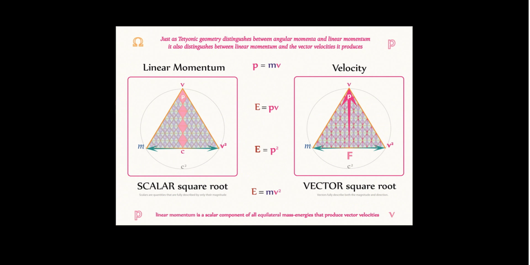Omega is very different to linear momentum. Linear momentum, again, is the square root of mv, or mv divided by c in the case of quantum mechanics, in the case of relativity. And that linear force, the linear momentum that creates a force, can also be drawn, as I've touched on, using the same geometries.